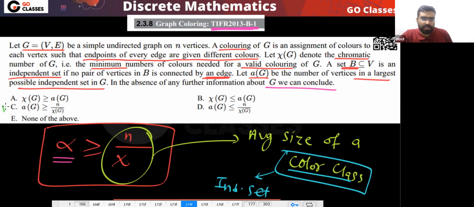So the answer will be option C. Is this clear? The answer will be option C.